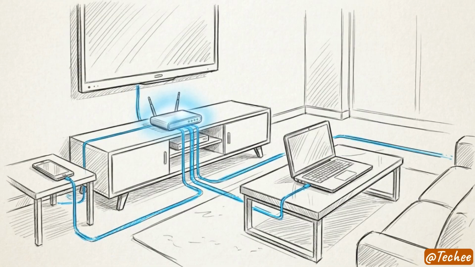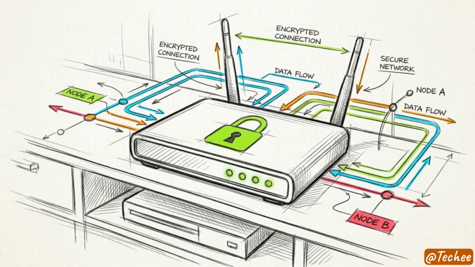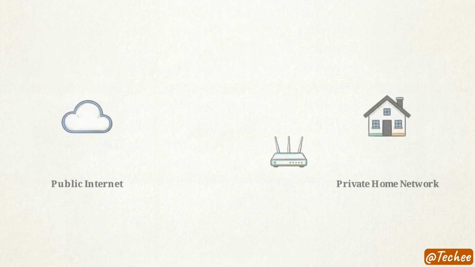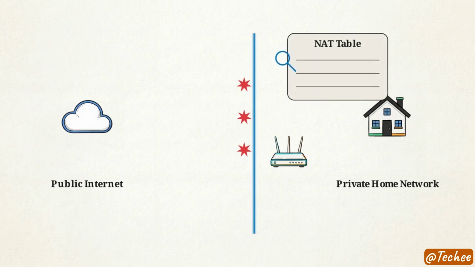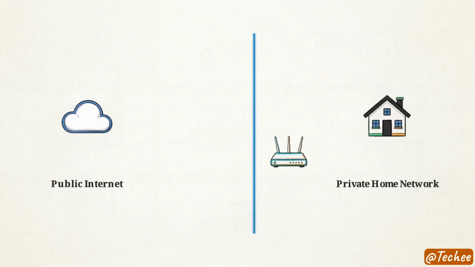Hiding all those private devices behind a router has an unintended but highly valuable side effect. It creates a basic layer of security. Because internal devices do not have publicly reachable addresses, unsolicited malicious traffic from the internet hits a dead end. If there is no corresponding record in the router's NAT table saying a device asked for that data, the router simply deletes the incoming packets.